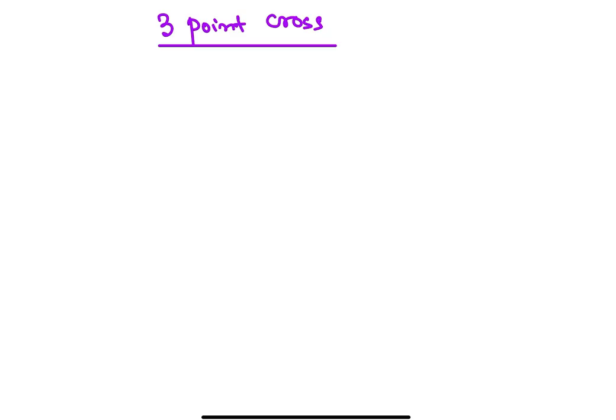Today we are going to talk about 3-point cross. Now 3-point cross in genetics is very important to understand the very basic concept of chromosomes, the concept of genes on chromosomes, the distance between the genes.